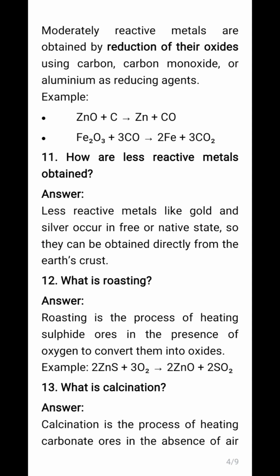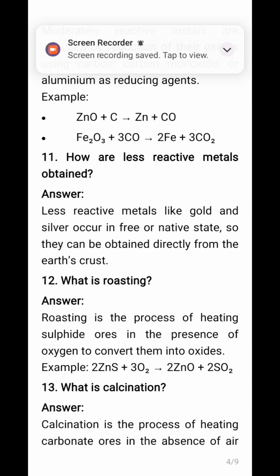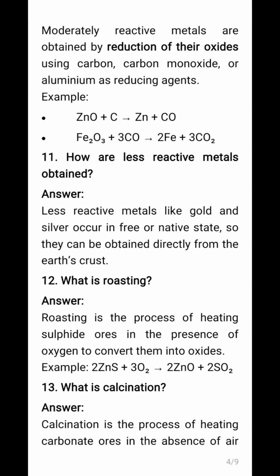What is roasting? Roasting is the process of heating sulfide ores in the presence of oxygen to convert them into oxides. For example, 2ZnS plus 3O2 gives 2ZnO plus 2SO2.